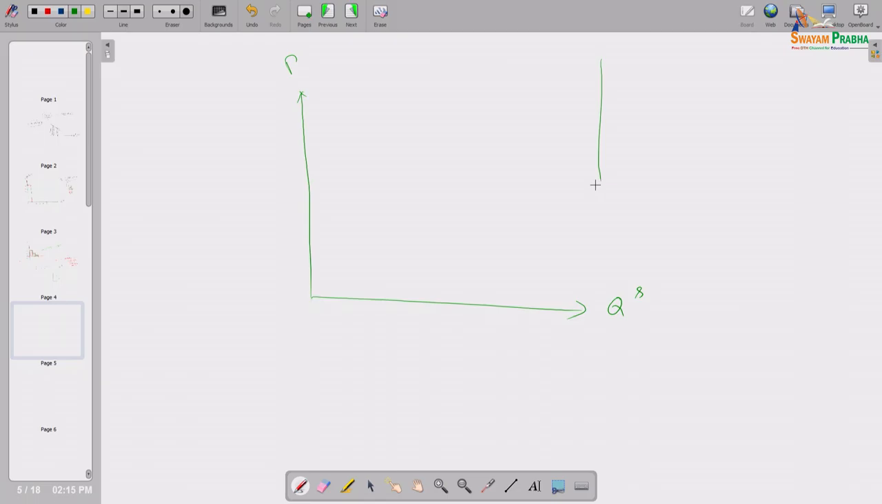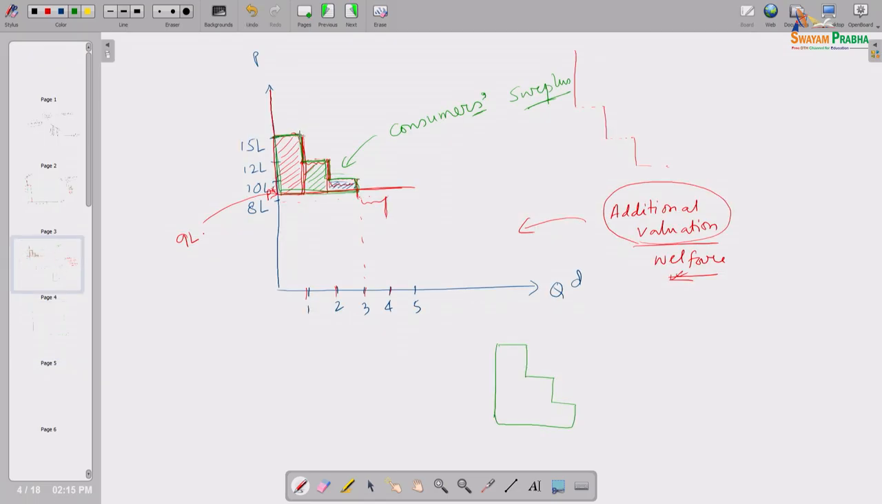So, in the earlier diagram, this person is the most efficient customer in the sense that the first person's valuation of the same good is the highest, then the second person, then the third person and so on. This is the most efficient consumer in the sense that this consumer values this commodity most among all possible customers prevailing in the market. Exactly the same way, this is the second highest efficient customer and so on.